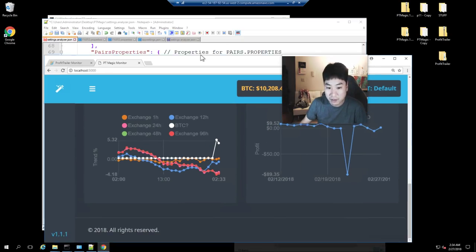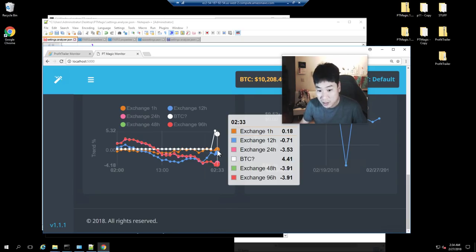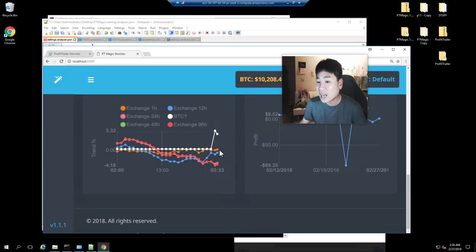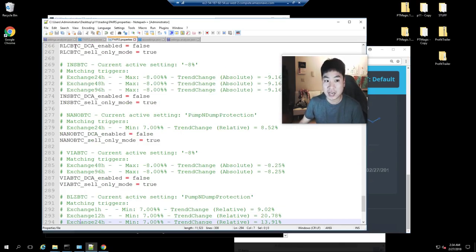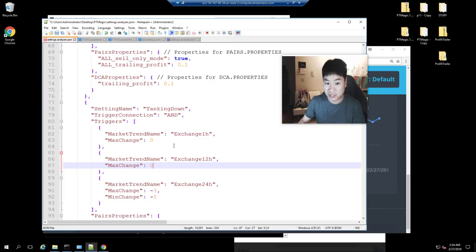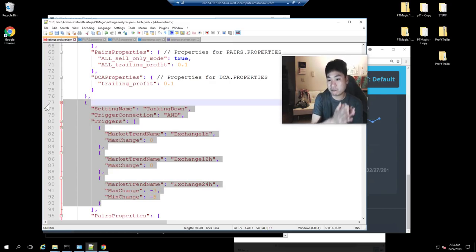So if I just go ahead and show you guys, exchange 1 hour is at 18% positive. Exchange 12 hour, it meets that criteria. Exchange 24 hour, it meets that criteria because you can see it is at -0.71, as well as the 24 hour being at -3.53. But it doesn't meet the 1 hour criteria. So it does not meet any criteria, and it has now set it to default. It's not meeting this tanking down. Now, if the 1 hour was still going negative, yeah, this will kick in. And it flips back and forth quite a bit, actually.